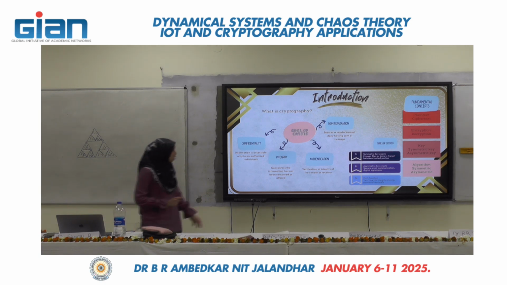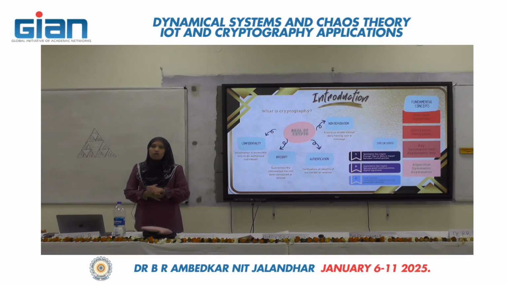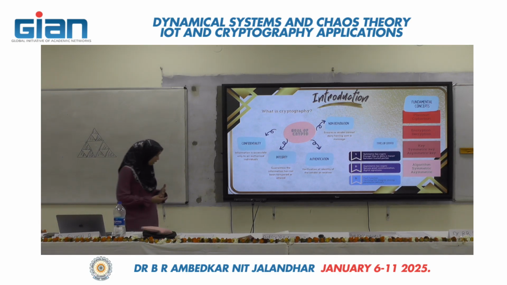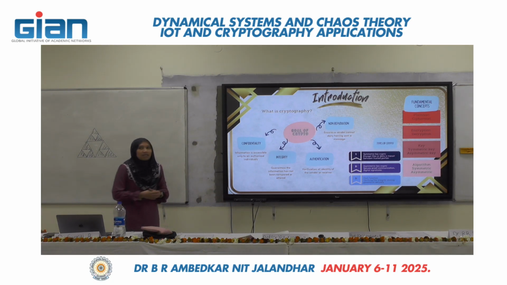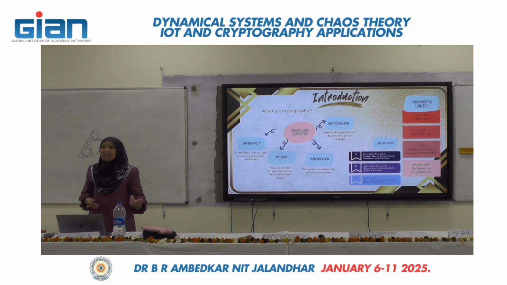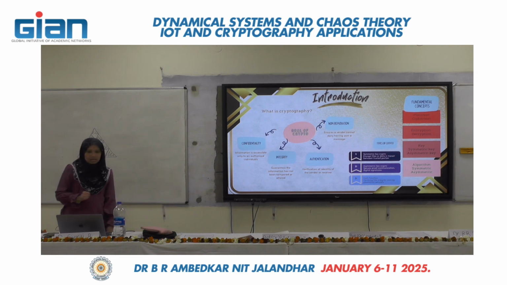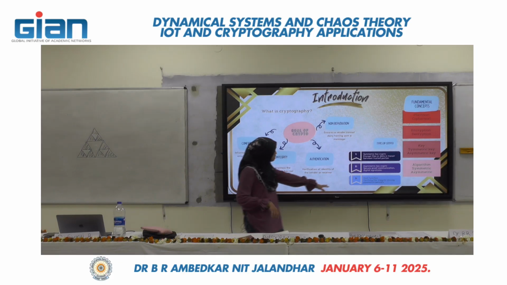And then authentication. Authentication is to validate or verify the sender and also the receiver. And lastly is non-repudiation, whereby the sender cannot deny sending that message. So these are the goals of cryptography. And there are 3 types of cryptography. We have symmetric key, asymmetric key, and hash function.